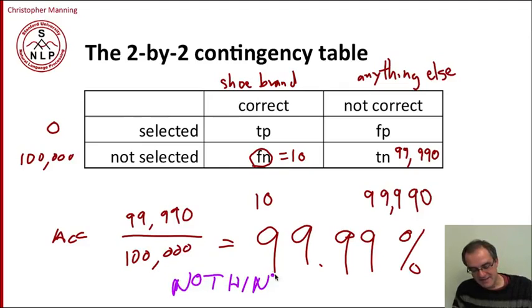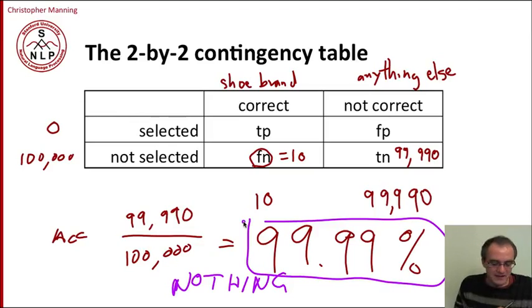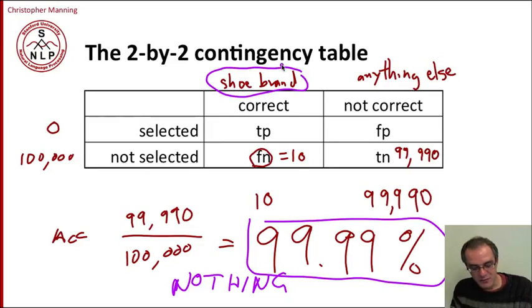This is a very easy system to write. You just write one line of code that says return false for any token and you're done, and yet its accuracy is amazing. So what's clearly missing here is that we're just not dealing with what we wanted to do. So what we wanted to do was detect shoe brands.